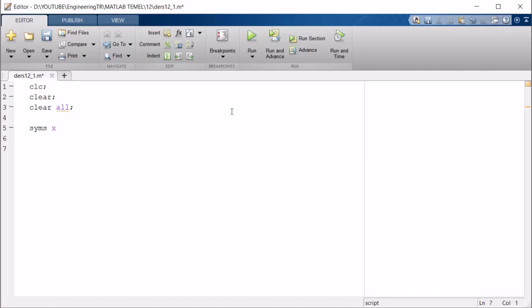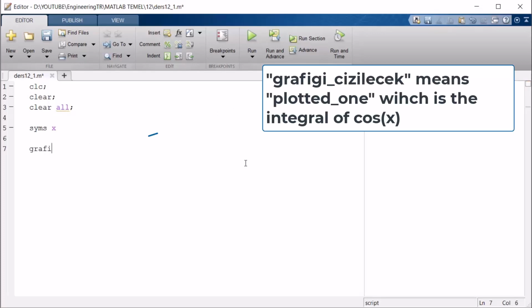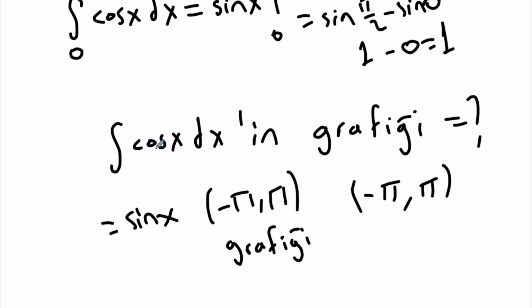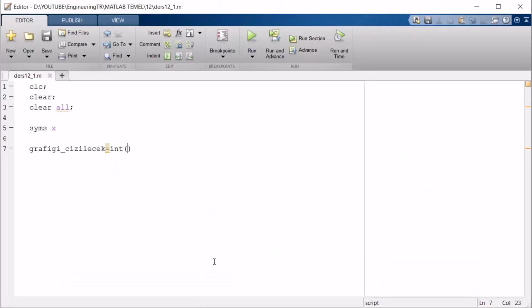The first thing asked of me is the result of the integral. I find the thing to plot first. What's to be graphed, guys? I typed graphg underscore scratch. Whose graph is being asked for in the integral? He wants the integral of cos x. So what am I writing here? I'm writing cos x.